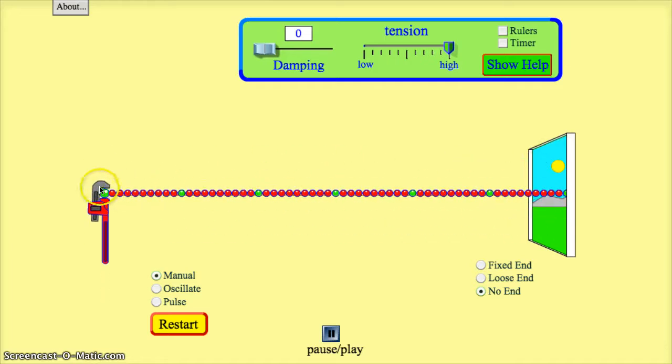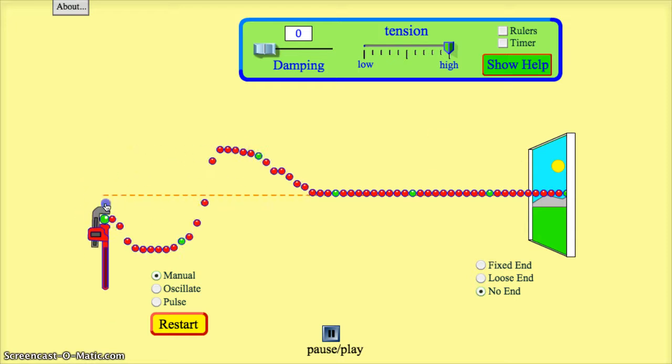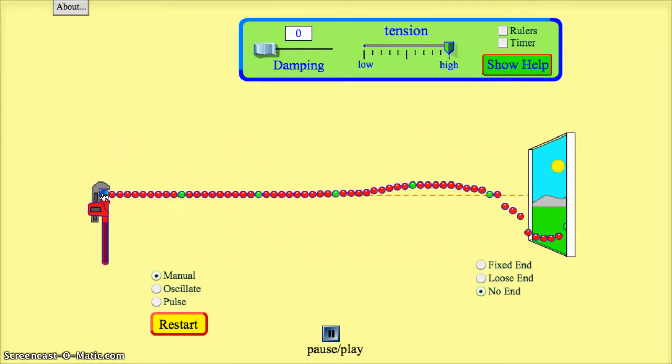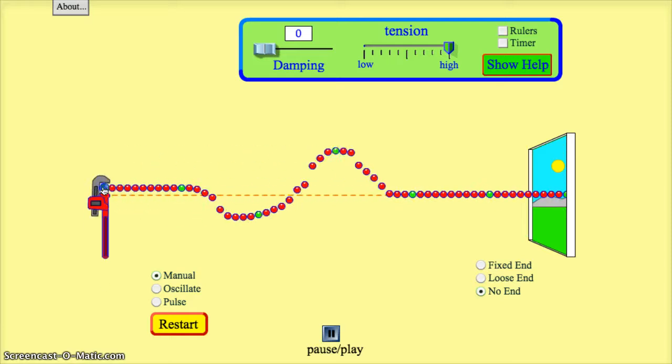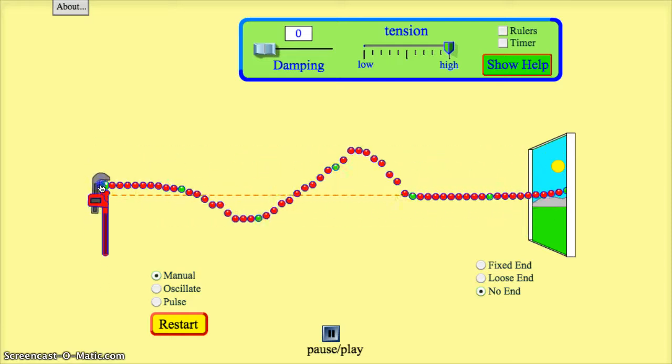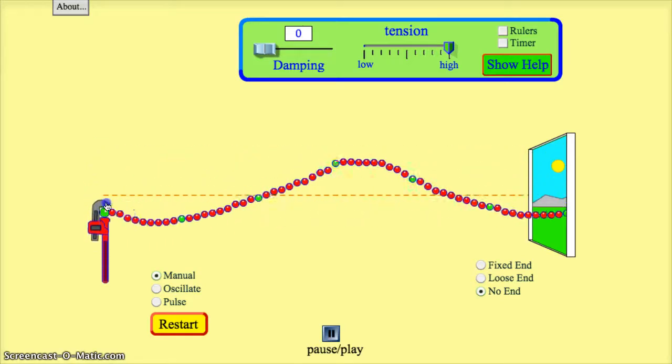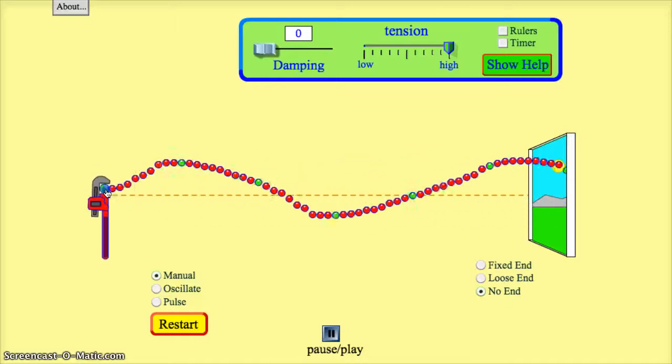And which way is the energy being transferred? It's going to the right. The direction of energy transfer is to the right. What about particles? Which way are particles moving? Are they moving to the right as well? Well, we look and we see, no. Each green little ball here, each green particle, is moving up and down as the wave goes to the right.